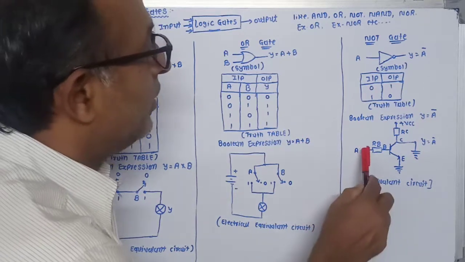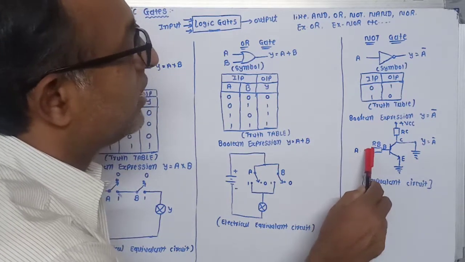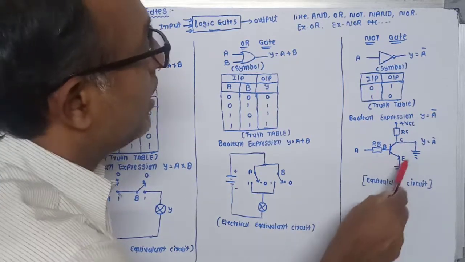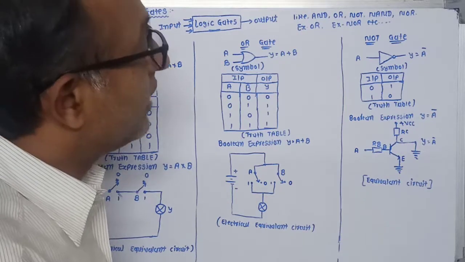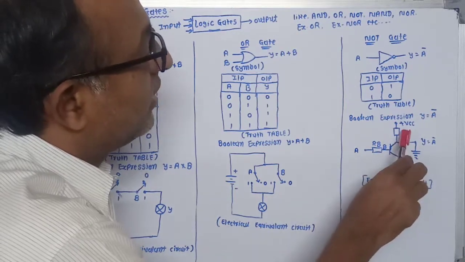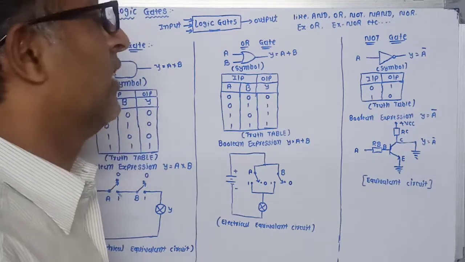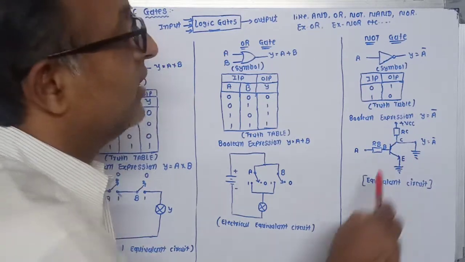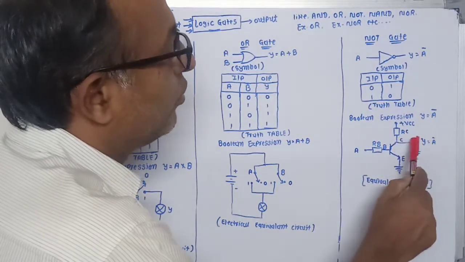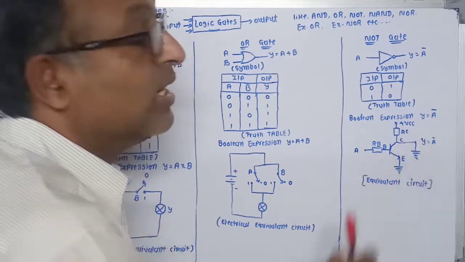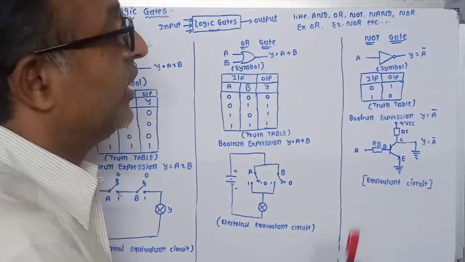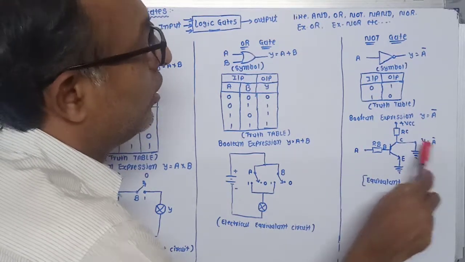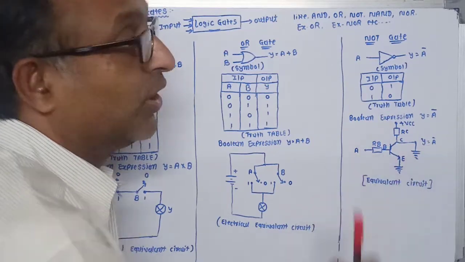Now if logic 1 or high voltage is given to this A terminal, the base current starts to flow through this base to emitter junction and it will turn on the transistor. So current passes through this collector resistance which is connected in series with the collector. All the voltage drops across this collector resistance, and the output at this collector terminal becomes 0. So here we can write, if we give A as 1, then Y is equal to 0. If it is given 0, then Y is equal to 1.